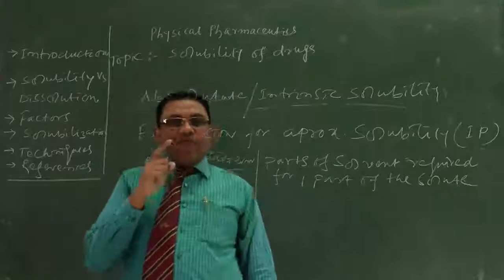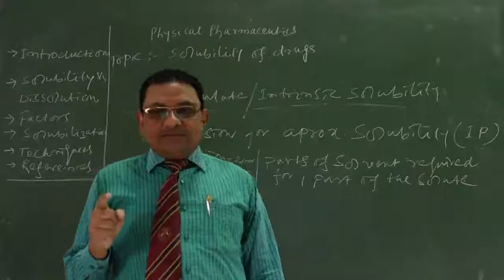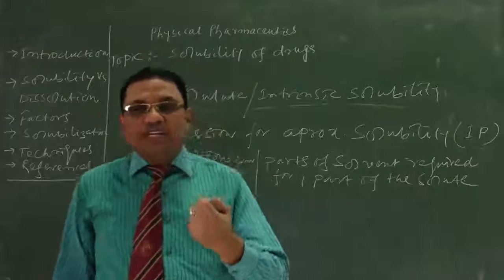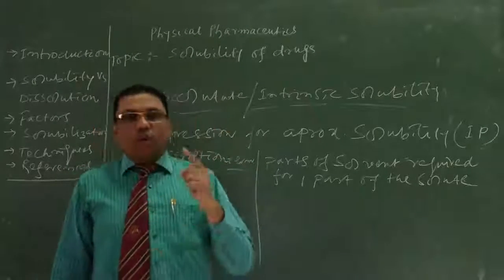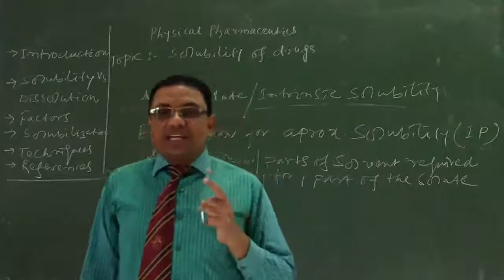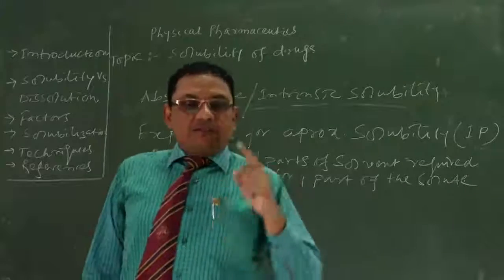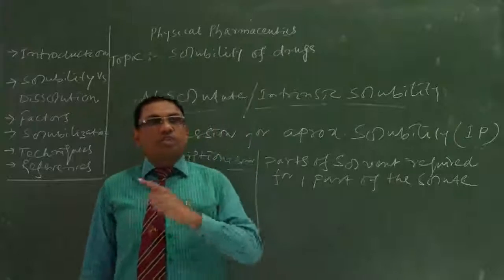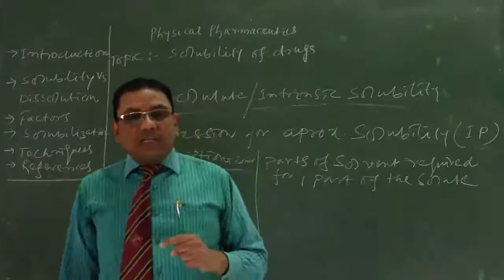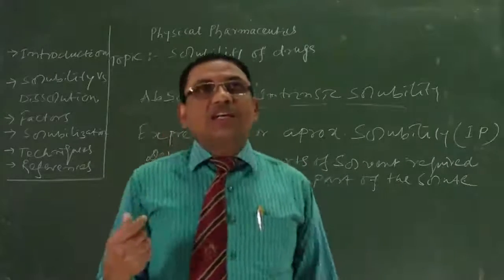In case of very soluble, the solvent required is less than 1 part, and freely soluble, the solvent required is from 1 to 10, soluble from 10 to 30, sparingly soluble from 30 to 100, slightly soluble from 100 to 1000, very slightly soluble from 1000 to 10,000, and practically insoluble or insoluble, the solvent required is more than 10,000.